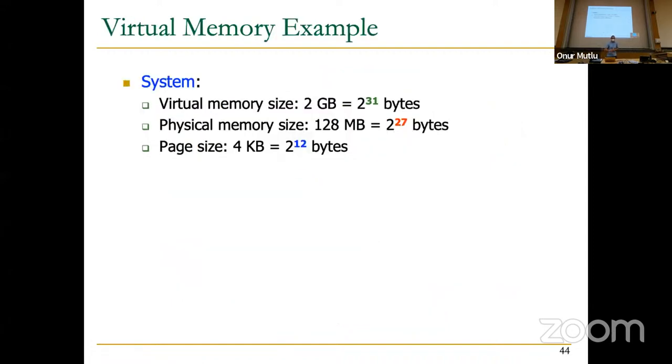So let's take a look at an example from your book again. Virtual memory size is 2^31 bytes, 2 gigabytes. Physical memory size is 2^27 bytes, 128 megabytes. These are very small by today's standards.